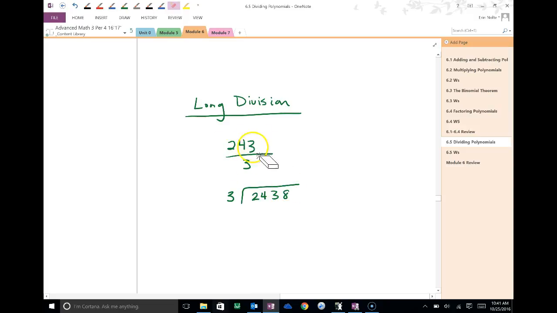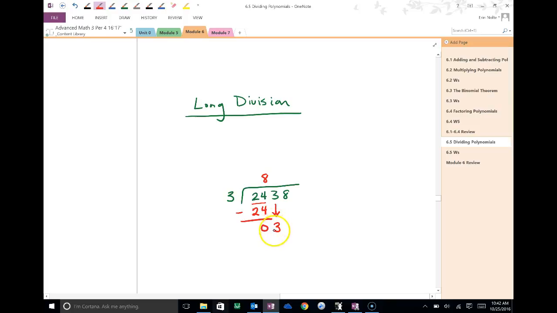So let's erase this, get it out of the way. Then you're like, well, 3 goes into 24 8 times, so you put an 8 up here. And what's 8 times 3, right? You multiply it through, 24, and then you subtract. So what's 24 minus 24? And then bring the 3 down, and then what do you do from there?